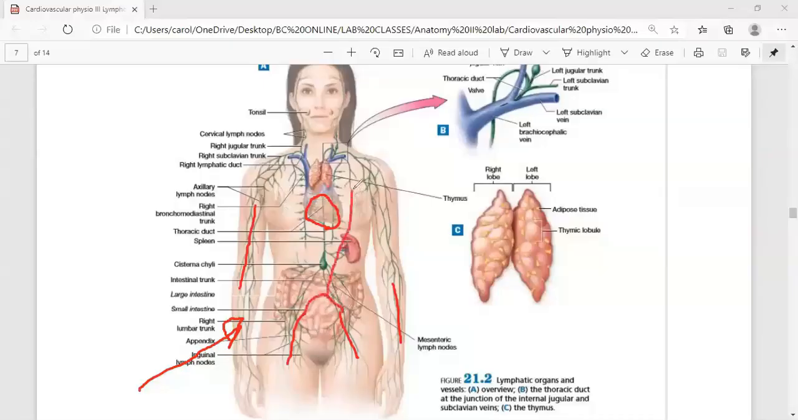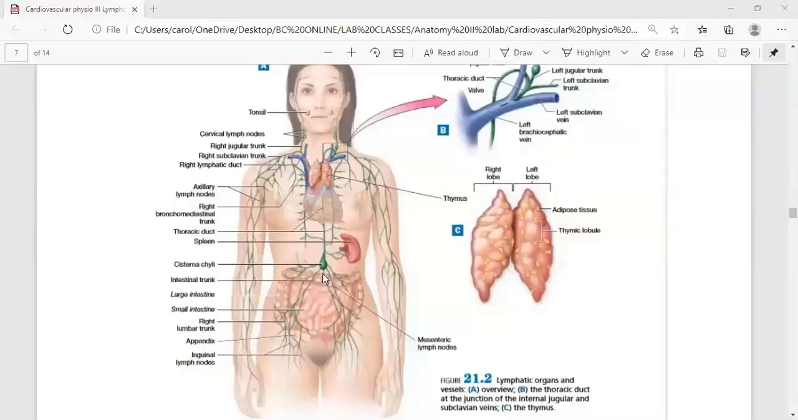And they're going to end, and they're going to dump all the fluid right here in the subclavian vein, and right here in the subclavian vein. And from the subclavian vein, they're going to end up in the vena cava, and from there in the heart. You have a better view of that right here.